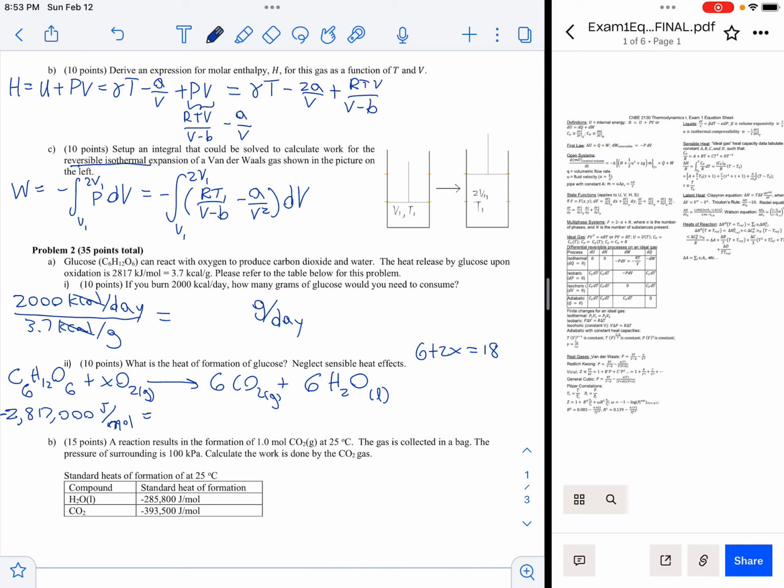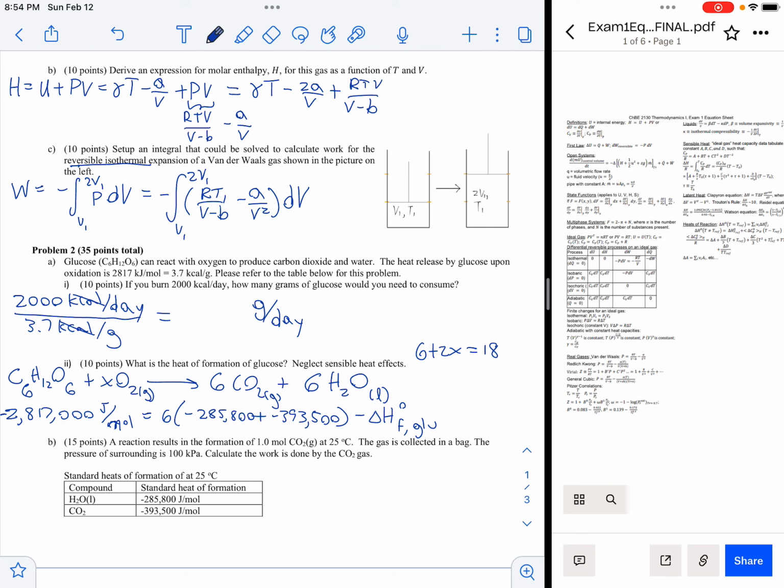6 times the heat of formation of CO2 plus 6 times the heat of formation of H2O. So it's going to be 6 times negative 285,800 plus negative 393,500. And then we need to subtract the heats of formation of the reactants. Notice that oxygen is an element, so by definition it has 0 heat of formation. And so we need to subtract delta H-naught-F of glucose. So this is what we're looking for.